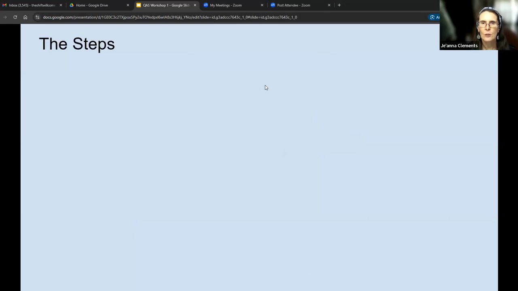So in this workshop, I'm going to just have a quick look at what we are going to be looking at in terms of the steps for using this quality assurance system. So it's a fairly simple process. The first step would be to sign the pledge, and we'll have a look at that pledge in a little bit more detail in a moment.